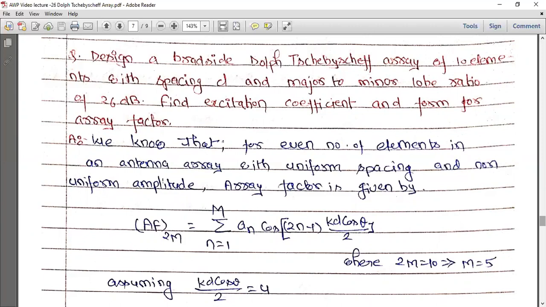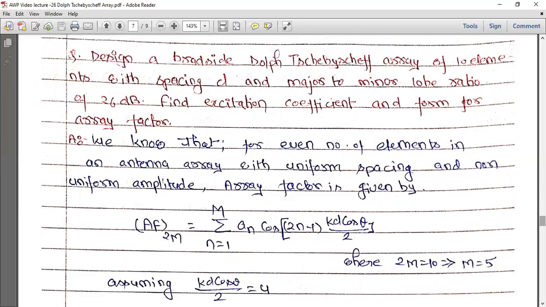So what is given to you? You are given that there are 10 elements, so capital N is given as 10. When capital N is 10, N is even, that means N can be equated to 2M. So when we substitute 2M equals 10, M will be equal to 5, and the array factor expression will have 5 terms for n equals 1 to 5.